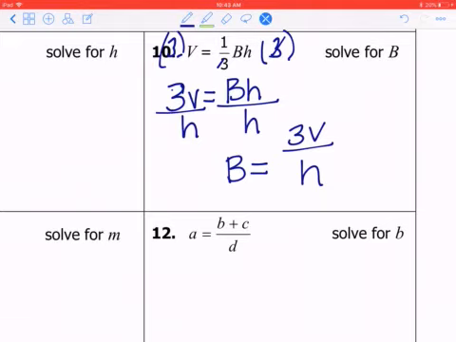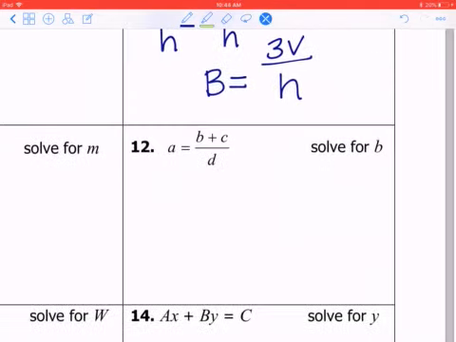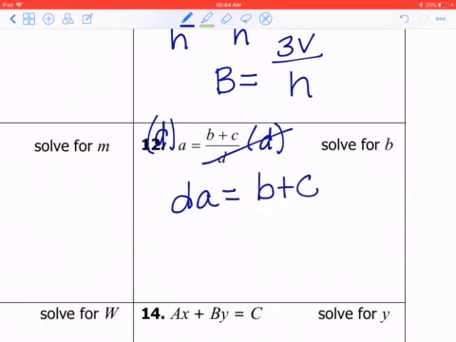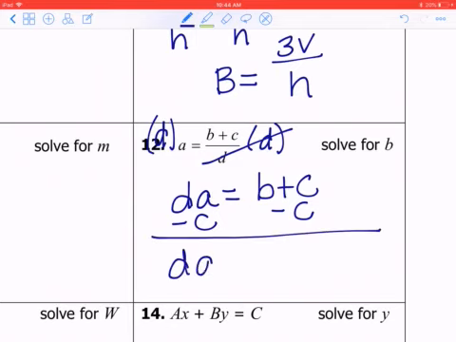Okay, number 12, we're going to solve for b. So first we have to get whatever's out of the denominator and move it to the top. So I'm going to multiply each side by d. This stuff cancels, and we have dA or AD, however you want to write it, equals b plus c. I'm solving for b, so I need to subtract c to get rid of it. And I am left with dA subtract c equals b. Okay.